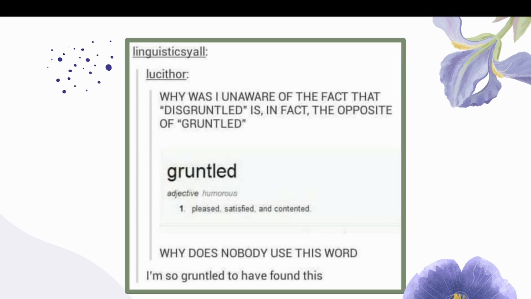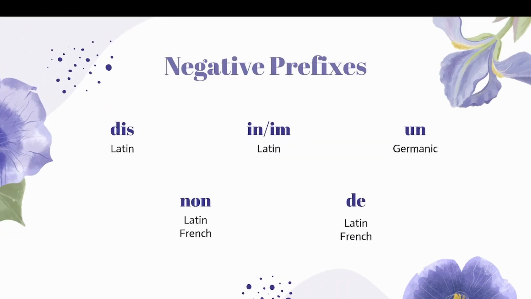Let's take a brief look at how negatives are formed. The easiest way to form an antonym is by adding a negative prefix, such as dis, in, or im, un, non, or d. All of these have the function of negating the word they are attached to.